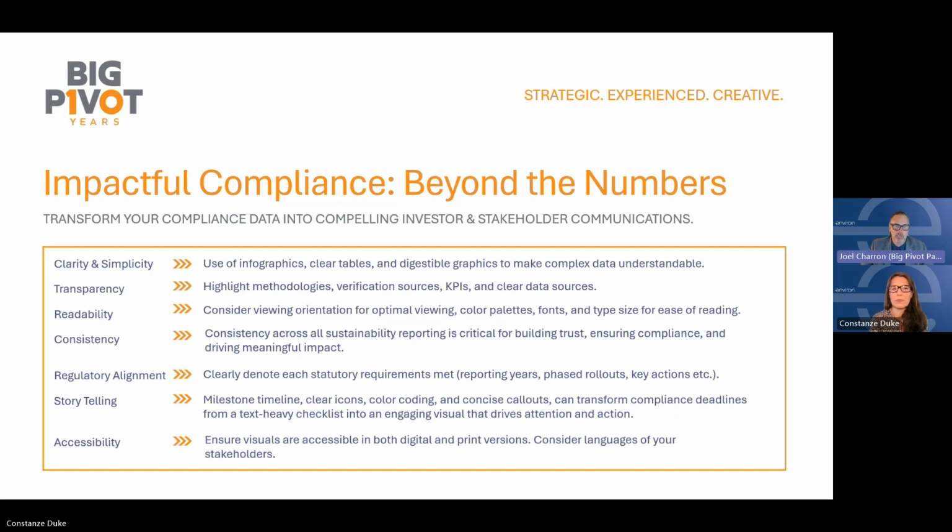Again, the big buzzword is storytelling. There's still an opportunity to talk about your messaging to your key stakeholders and what you're doing along your sustainability journey. And this is just another compliance document that can allow you to really elaborate on that and reemphasize that messaging. So it's really impactful compliance beyond the numbers to help you tell your compelling story to investors and stakeholder communications. So go to the next.